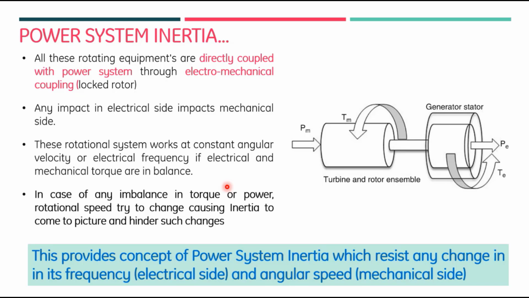So at that point of time, inertia will come into play, the inertia of that particular turbine and generator combined motion. And that will try to resist this change in the speed, basically. And that provides the concept of power system inertia, which resists any change in its frequency, which we call on the electrical side, or its angular speed on the mechanical side. This is the concept of inertia in the power system.